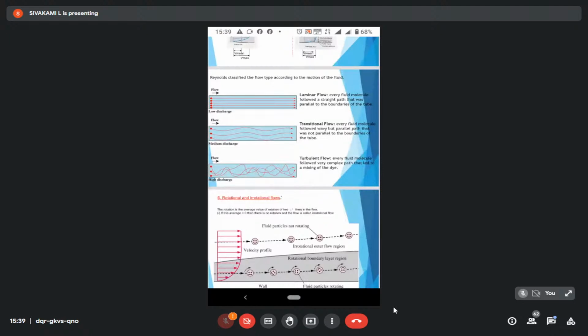But all the flow patterns depend only upon the corresponding R value, the Reynolds number. If the R value is less than 1000, we can predict that it will be laminar flow. If R lies between 1000 and 2000, it is called the transitional flow. If R is greater than 2000, it is called the turbulent flow. So based on the Reynolds number, we can determine what type of flow is going on in the mechanical field.